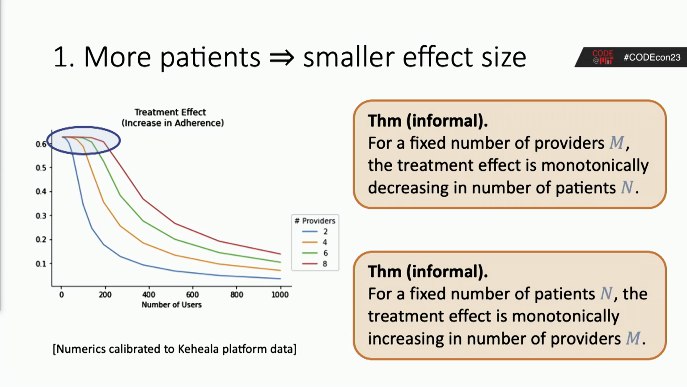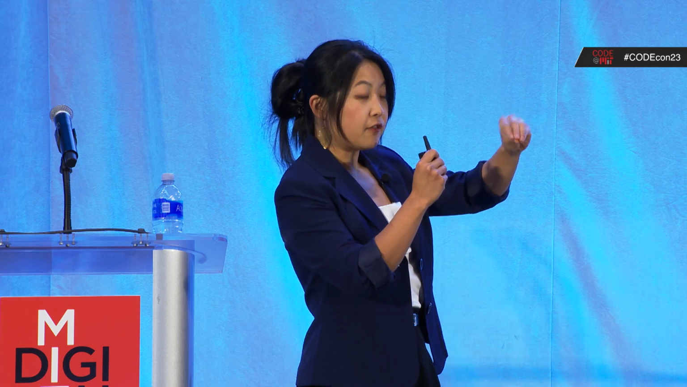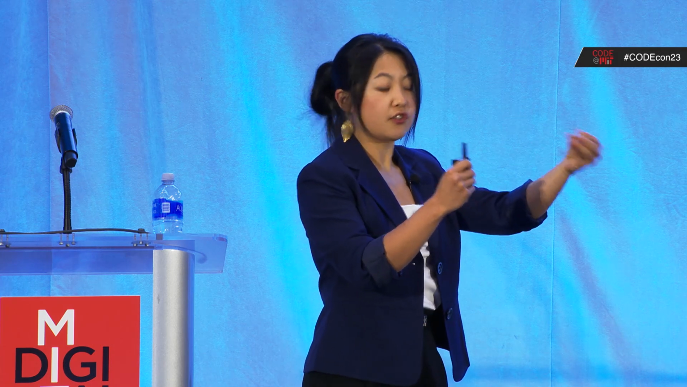I also want to point out that this decrease is nonlinear, so it is not just decreasing with n. In particular, there's actually this flat portion at the very top where the effect size is not decreasing at all. So there, for a fixed number of providers, you can increase the number of patients for free and not have any negative effect on your effect size.